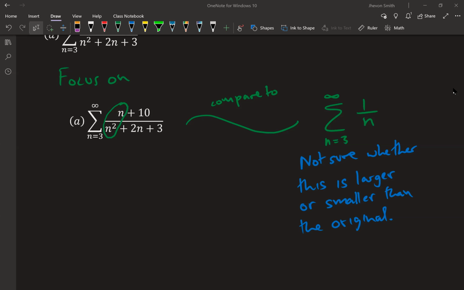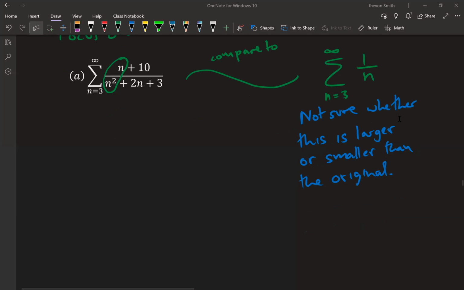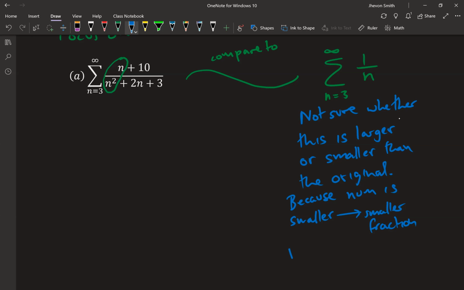Right here, notice that I can't tell immediately whether this is bigger or smaller because the numerator is smaller, which leads to a smaller fraction. And at the same time, the denominator is smaller. And this leads to a larger fraction.